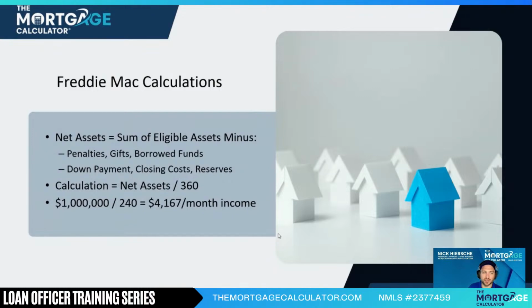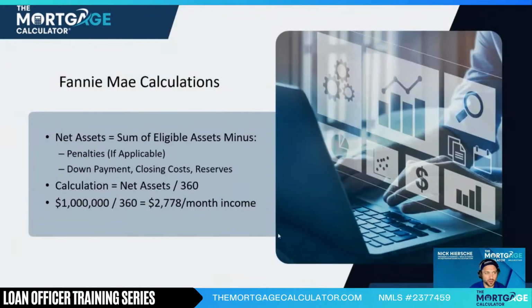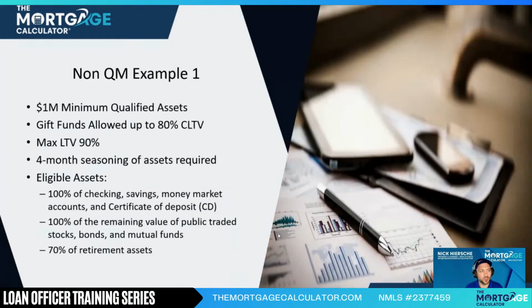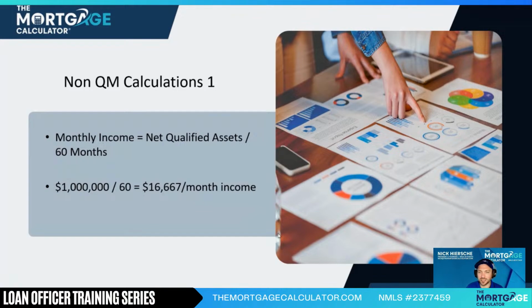Freddie Mac, $4,167. So you see a huge difference here between the two conventional examples, but you see the difference with non-QM is substantial, over 4 times the income of the closest conventional example. So huge difference there. Non-QM is the way to go when we have a borrower that needs to qualify using assets.